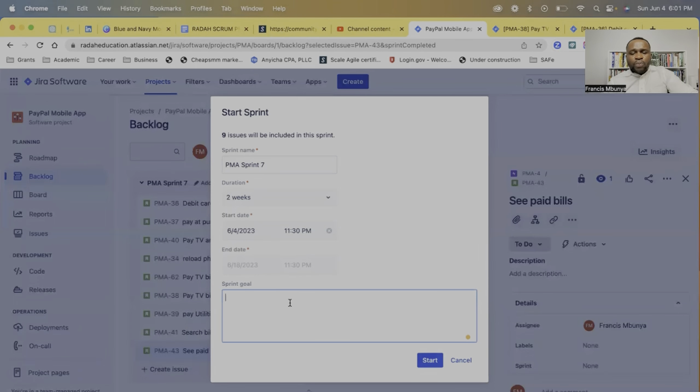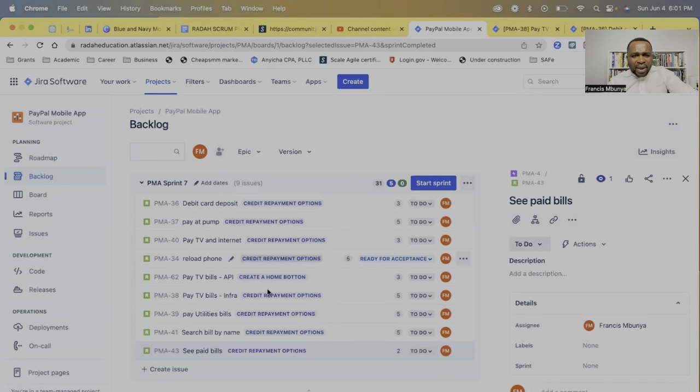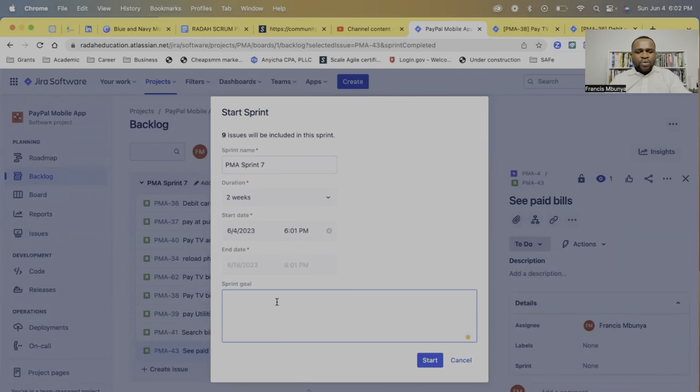But look right here, my sprint goals are not yet written. How do we know our sprint goal? I'm going to take you back to the board. Remember, sprint goals are related to the epic which we're working on. Right here, we're working on credit repayment, credit repayment, home button, credit repayment. So if I'm doing this, I can put my sprint goal as a team, or you can just put a blank statement.